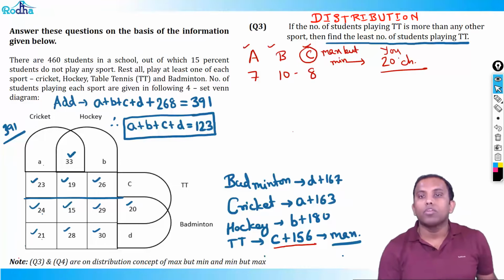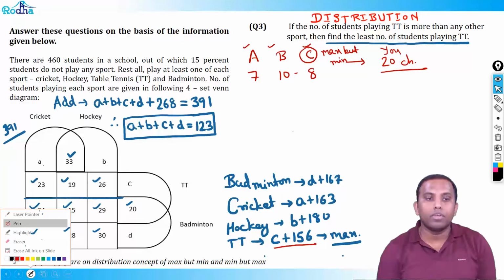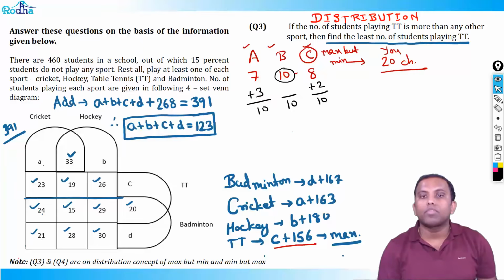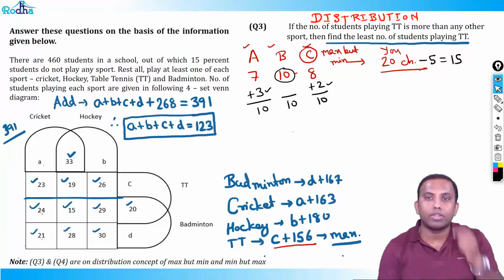So what we'll do? First we'll make all these numbers equal, right? That means I have 20 chocolates. B has got 10 here, so I'll give 3 to A and I'll give 2 to C. Now all three have got 10, 10 and 10 chocolates with them. How many chocolates am I left with? So I had 20 chocolates. I have given away 3 plus 2, 5. 20 minus 5, I am left with now 15.